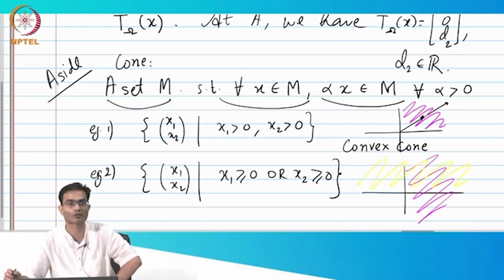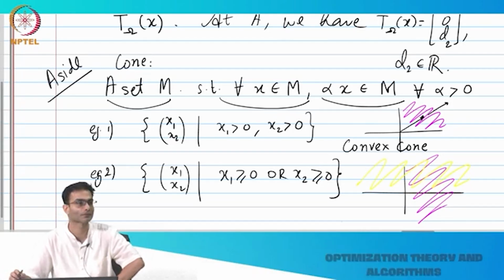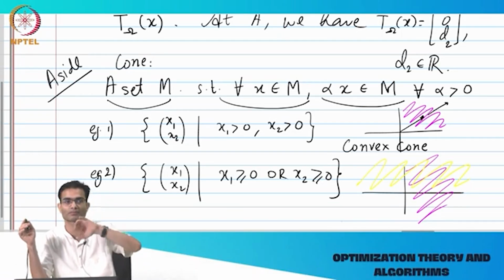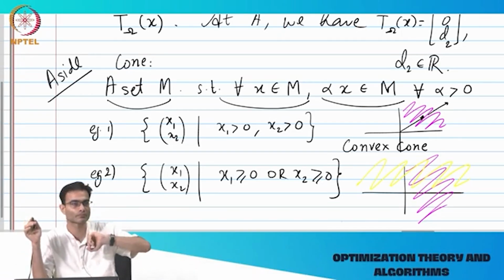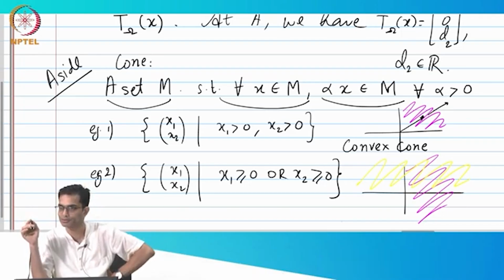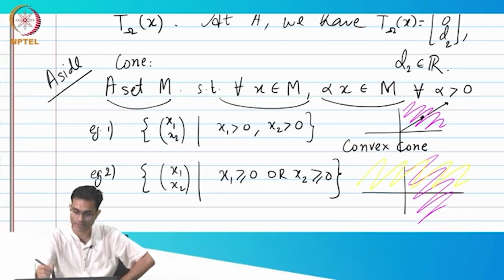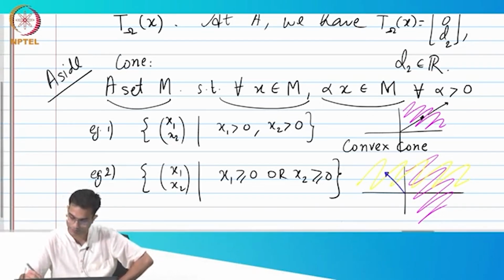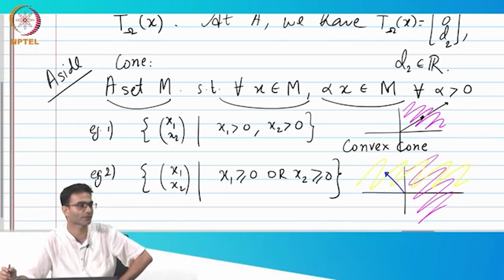And do I have an AND or an OR condition? OR condition. Therefore, what is the set? Quadrants number 1, 2 and 4. Third quadrant is gone, right? So now you can see that if I take some vector, let us say I take a vector over here, this belongs to the set.